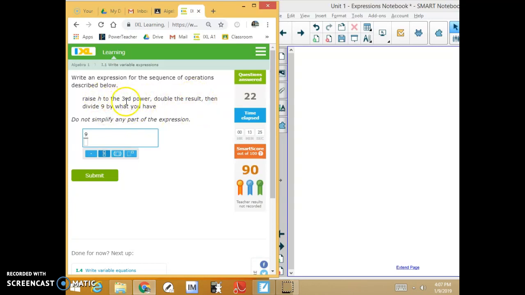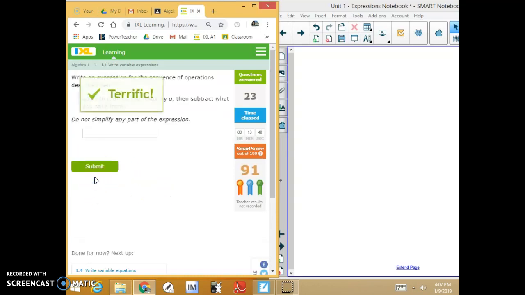So h to the third power, I'm going to double that, and then all that's going to go in my denominator. So I said I wanted that to be h to the third power. So h raised to the third power. And if I want to double that, well, that's times 2. For some reason, my fraction bar is gone here, but I'm pretty sure it's still going to take it.